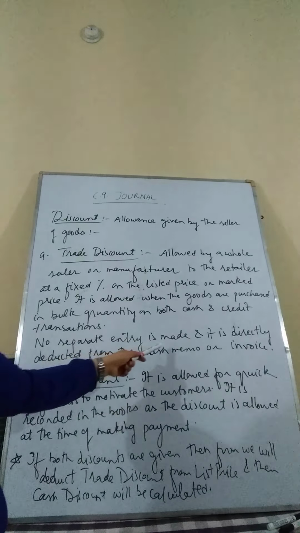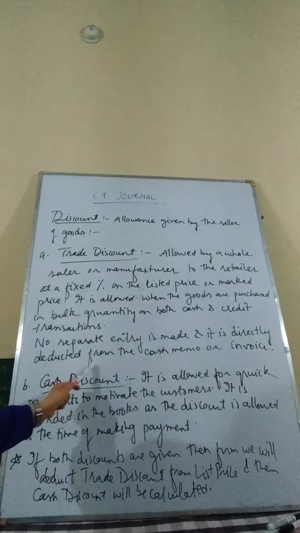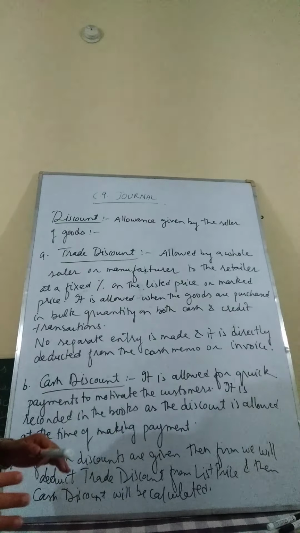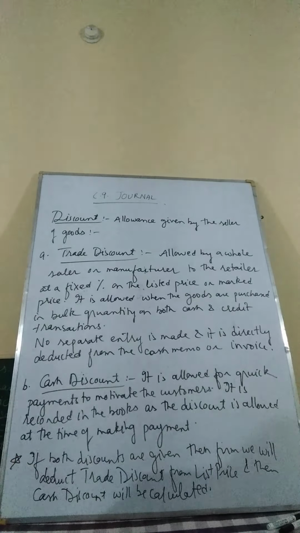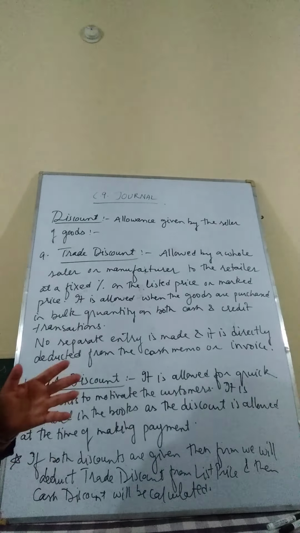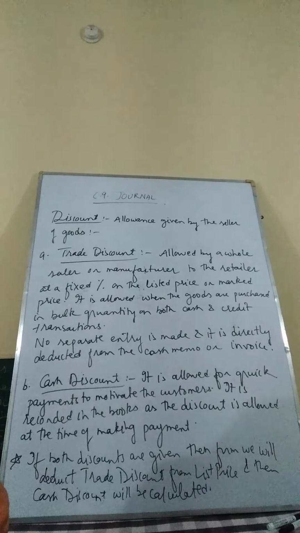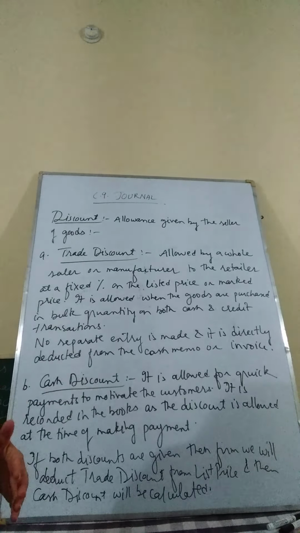No separate entry is made and it is directly deducted from the cash memo. For trade discount, we are not going to show separately in a journal entry. We have to deduct the trade discount from the marked price directly. No clarification in the journal entry is being made for trade discount. Trade discount is the actual earning of the wholesaler.